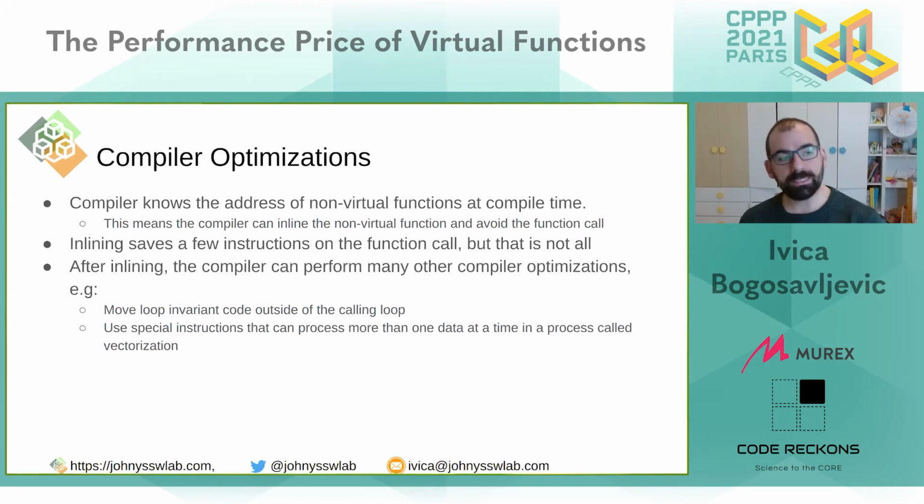So the next question is, why are virtual functions slow? And the answer is compiler optimizations. So what's the deal with that? The compiler knows the address of non-virtual functions at compile time. This means that the compiler can inline the non-virtual function and completely avoid the function call. Now what happens then?